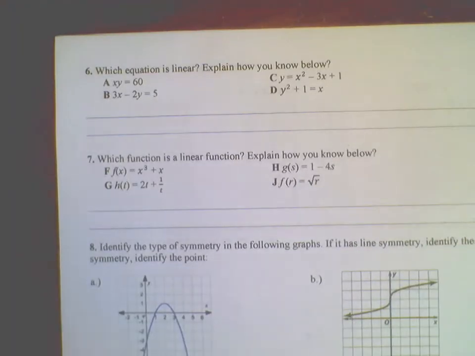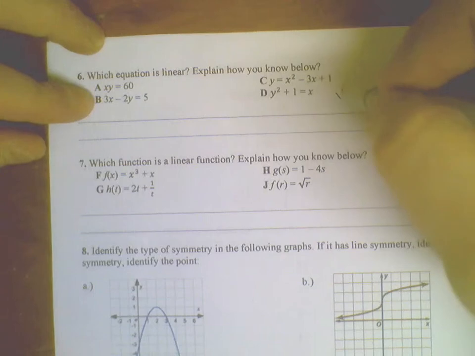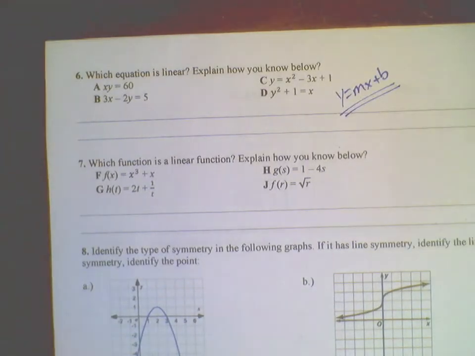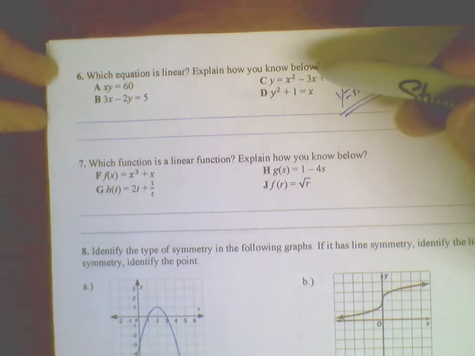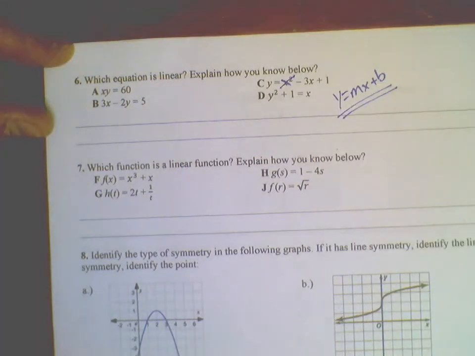Alright, so which equation is linear? Explain how you know below. So remember, linear functions look like this. Y equals mx plus b. Anything else is not linear. Or I guess if you can rearrange it to mx plus b. So we have this, we got standard form, and we got point slope form. Okay, so anytime you're looking for something that's linear form, you do not want squares. Okay, so that is out.